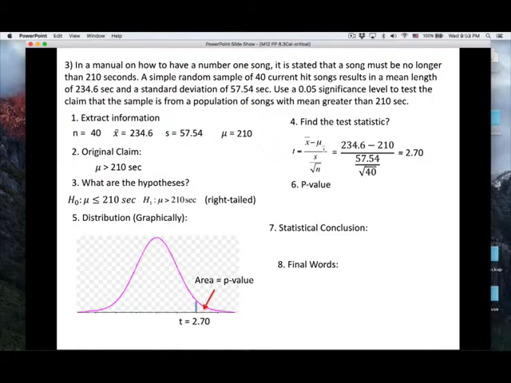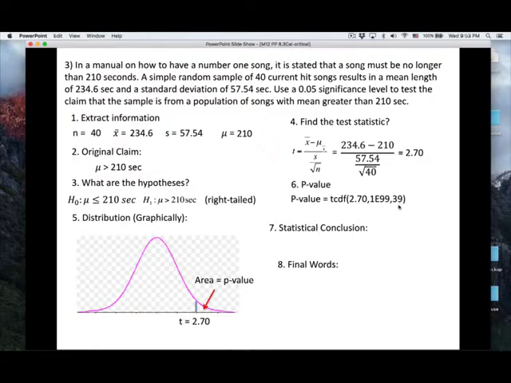And then we'll be using the TCDF. Every time you work on the p-value method, if you're using the z distribution, that will be the normal CDF. We are working on the t distribution, so this is going to be TCDF. And then the lower value will be 2.7, upper value will be 1E99. It's always looking from the left to the right.